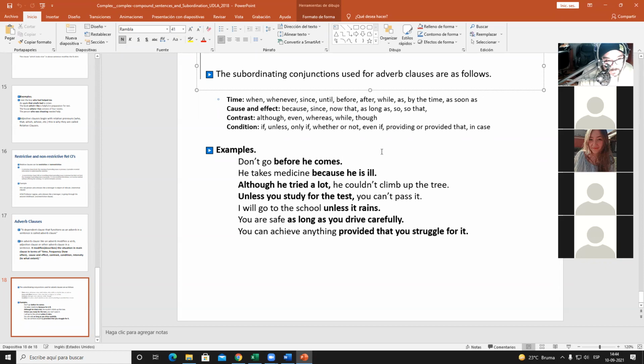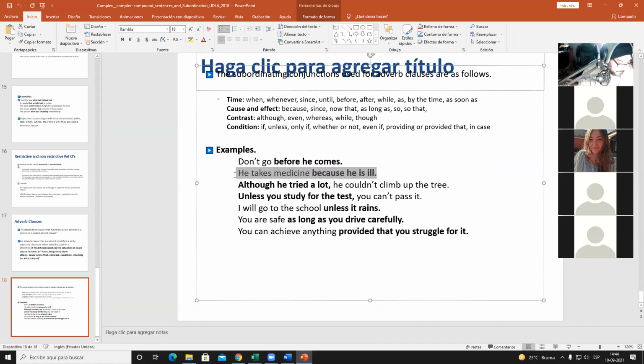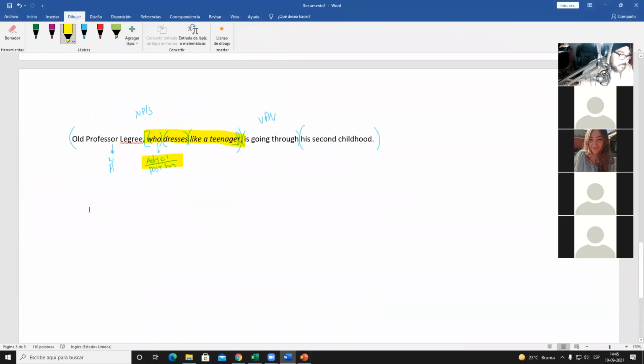So let's take a look at this example. He takes medicine because he is ill. Okay. And I'm going to provide the analysis. Takes is the verb phrase. Who takes? He takes. What does he take? Medicine. Why? Because he's ill. Round brackets. Noun phrase subject, verb phrase verb, noun phrase object. And this is an adverb clause, adverbial.